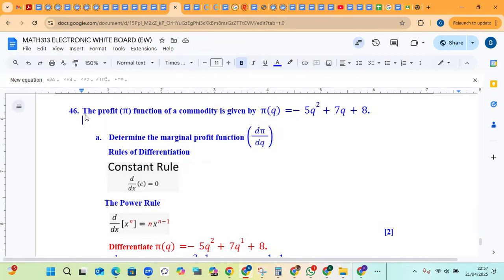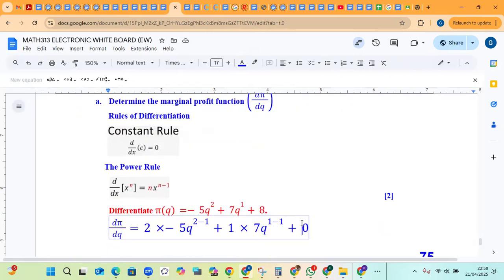The profit function of a commodity is given by pi of q is equal to minus 5q squared plus 7q plus 8. So to determine the marginal profit function, which is d pi over dq, we have to apply differentiation, both the constant rule and the power rule. So we find the first derivative of the profit function. The power rule says you've got to multiply the coefficient by the power and subtract 1 from the power. That's what we do here.